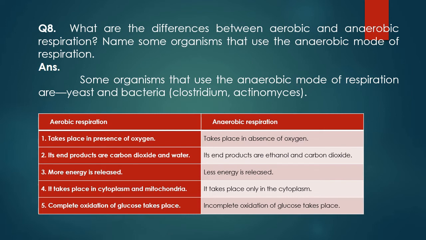For glucose, for one pathway we know only 2 ATP. Aerobic occurs in cytoplasm and mitochondria, anaerobic only in cytoplasm. Aerobic is complete oxidation of glucose, anaerobic is incomplete oxidation. Examples of anaerobic organisms are yeast and bacteria like Clostridium and Actinomyces. So many names are there. You can add them or you can only say yeast and bacteria. That's all. Okay.